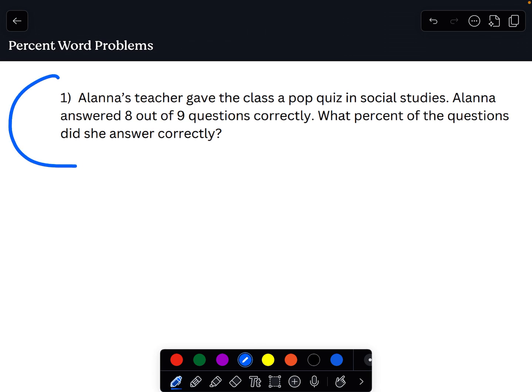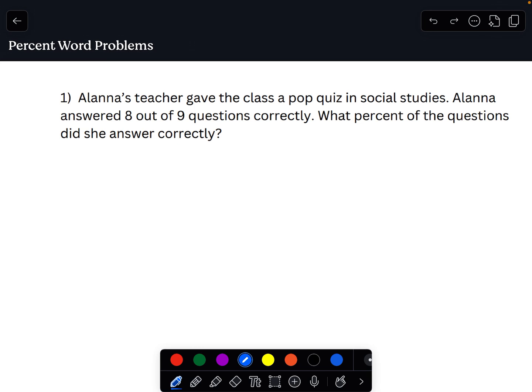Anyway, let's get to it with this problem that I gave my students in math group this week. Alana's teacher gave the class a pop quiz in social studies. Alana answered 8 out of 9 questions correctly. What percent of the questions did she answer correctly?